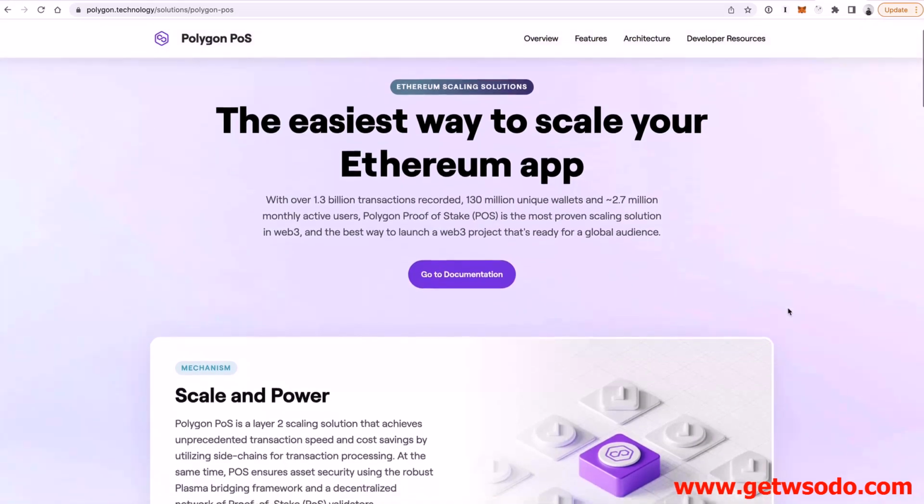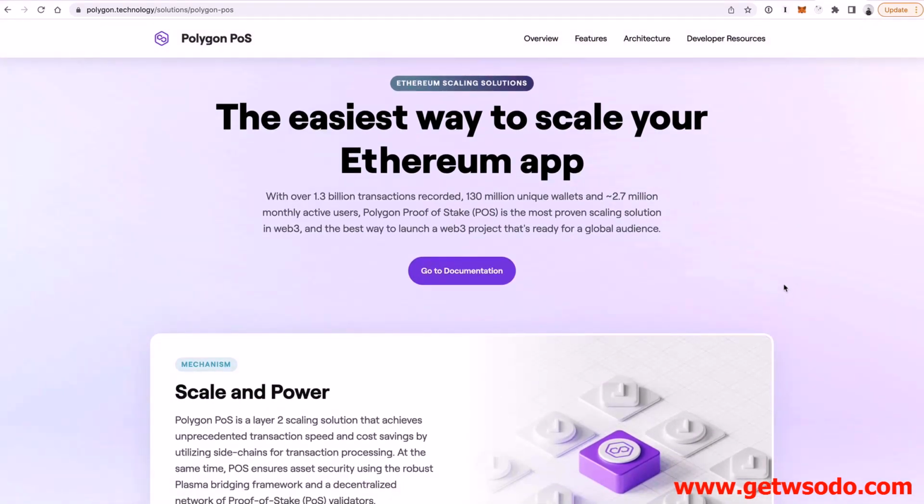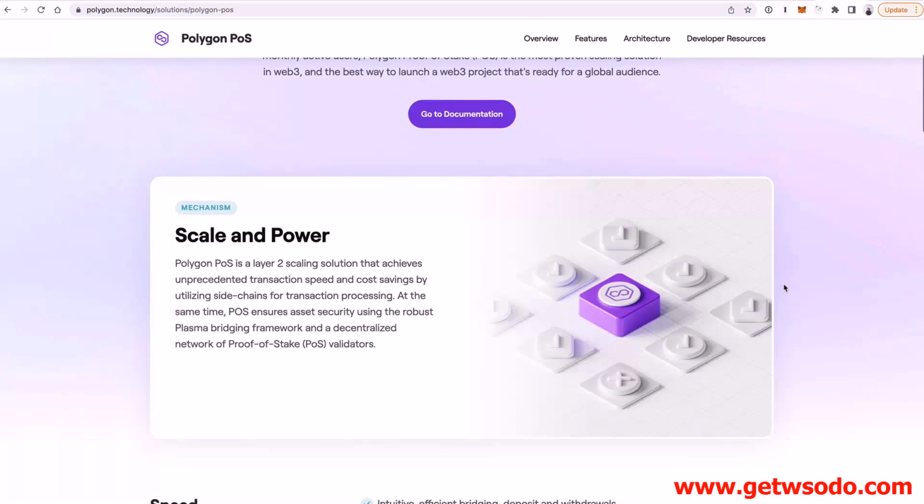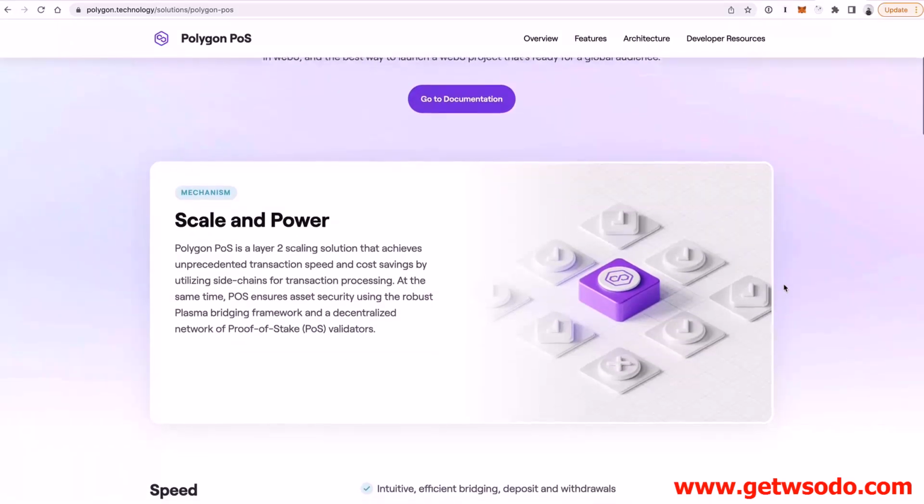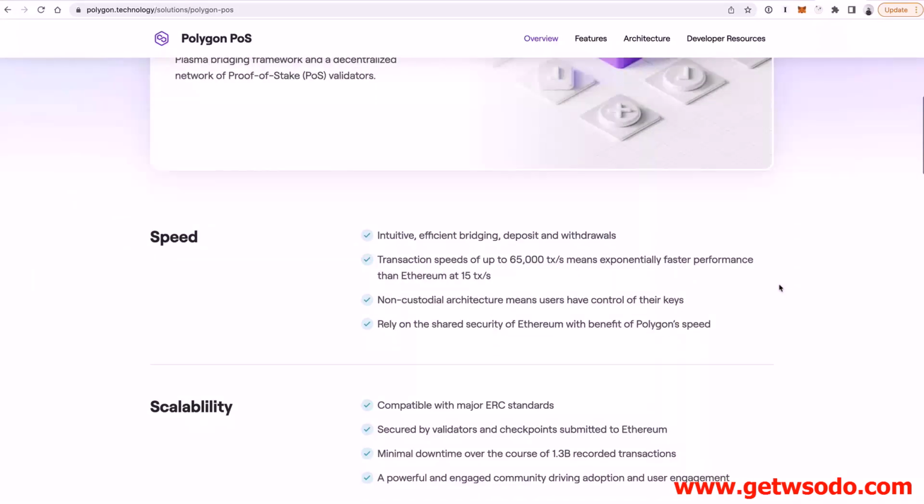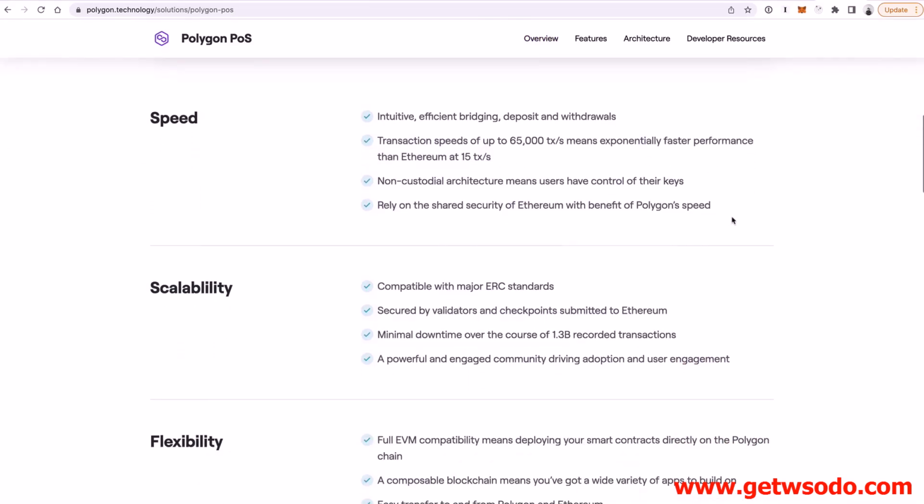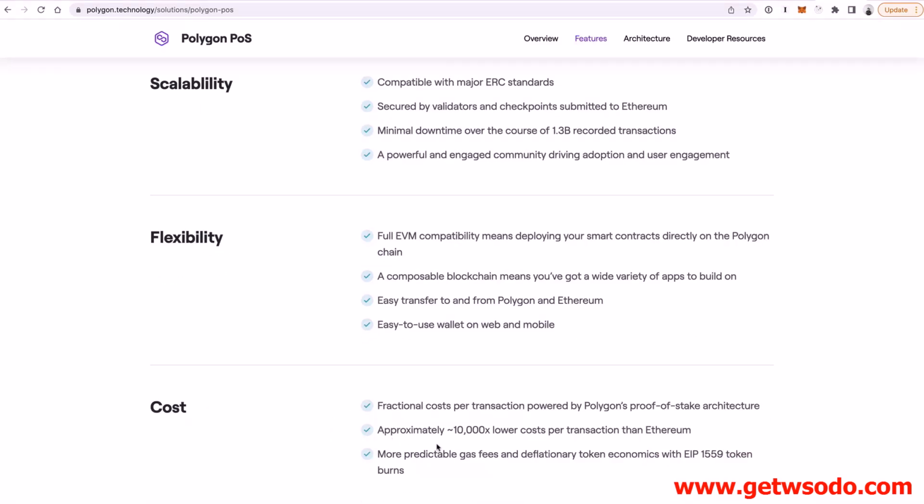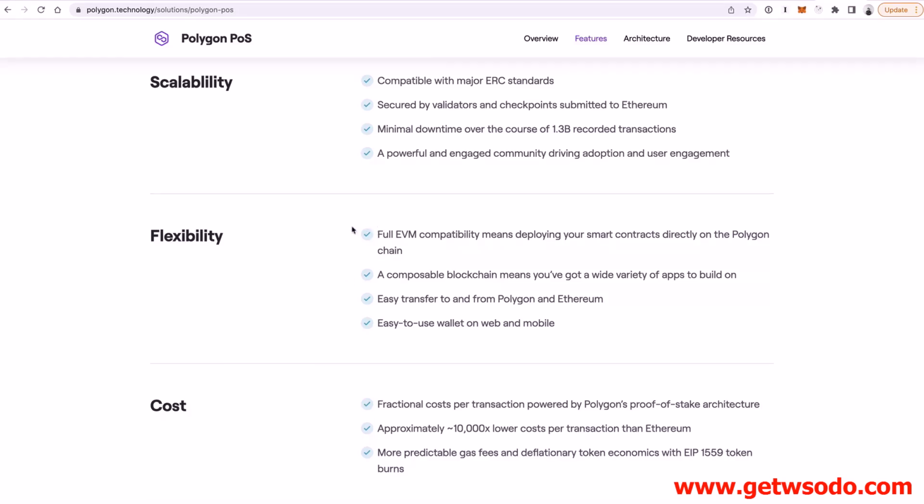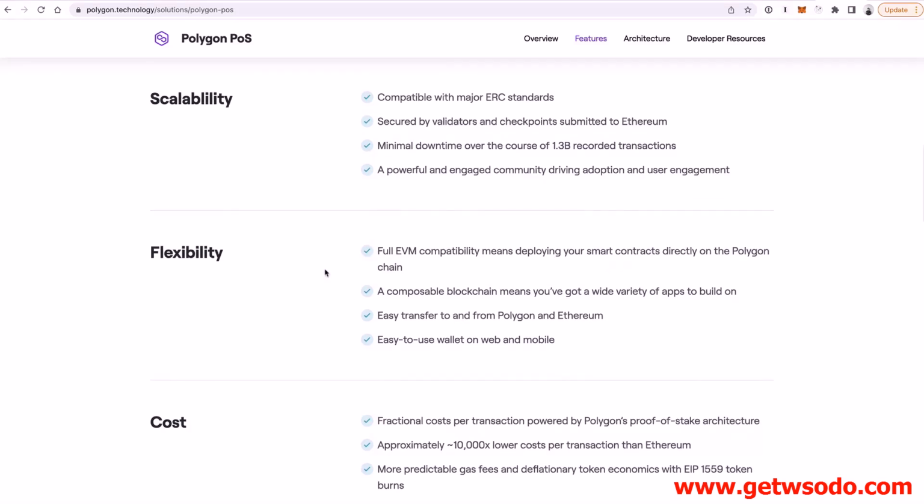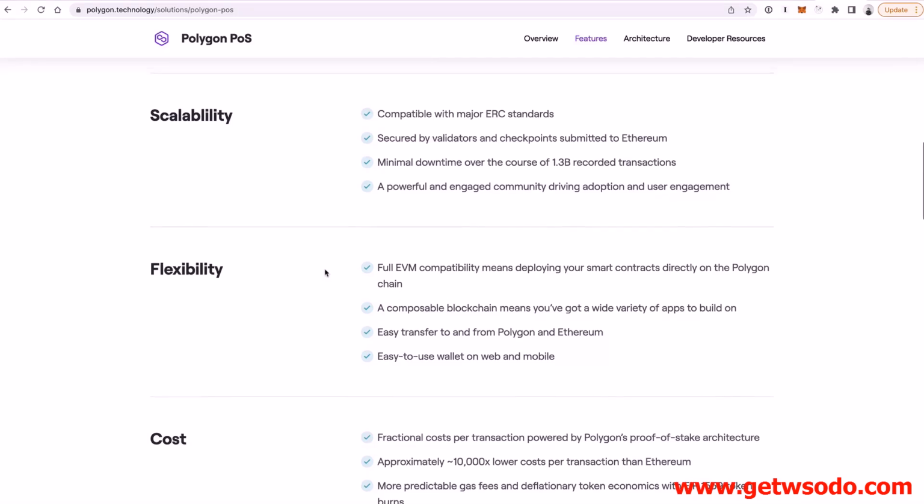So how is Polygon different from the initial version of Ethereum? Basically, it is a proof of stake chain. All right, you can see the speed processes up to 65,000 transactions per second compared to Ethereum's initial 15 transactions per second. It is approximately 10,000 times lower cost to transact here instead of Ethereum. Okay, but it does have full EVM compatibility, which means that if you can write an application for Ethereum, you can put it on Polygon.